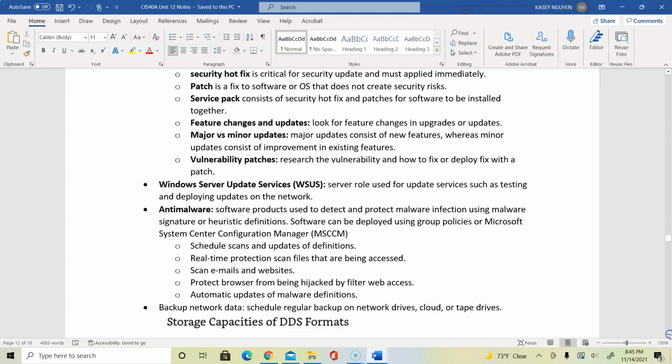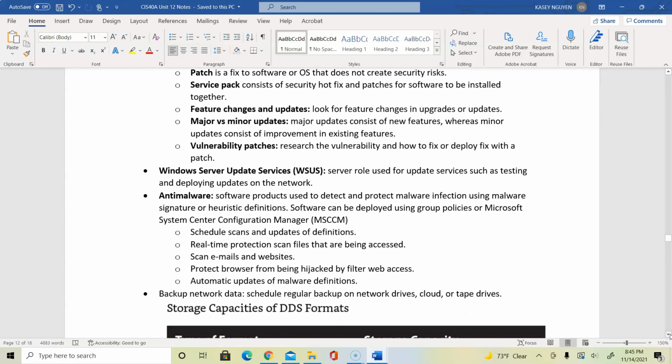We also want to use anti-malware software tools to detect and protect the system from malware infection, using signature and heuristic definitions from the service provider. We want to schedule scans, update definitions, do real-time protection, scan email and websites, protect the browser from being hijacked, and automatically update malware definitions.